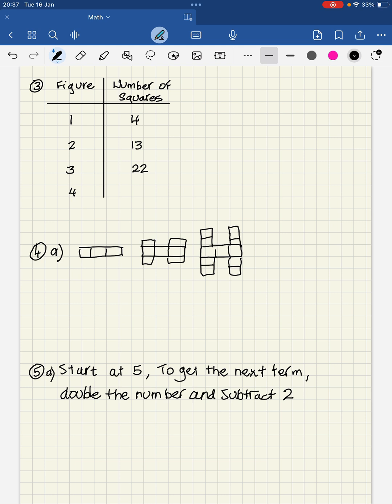Okay, for question 3, slightly different. After making figure 3, Cody has only 35 squares left. So we know Cody has 35 squares left.